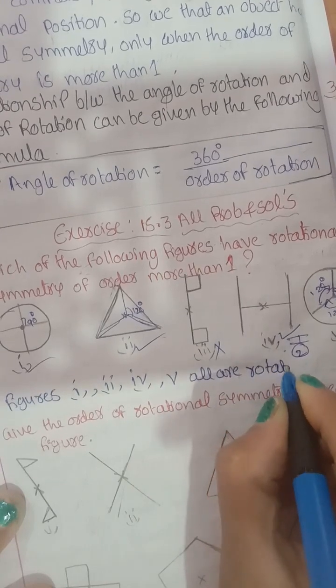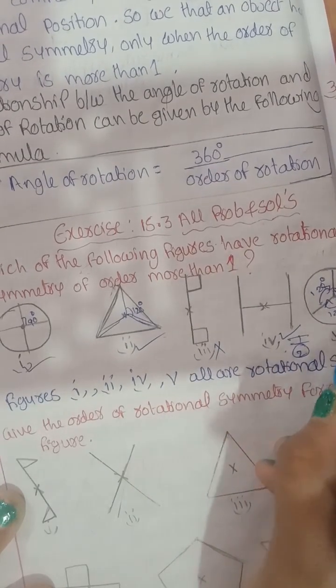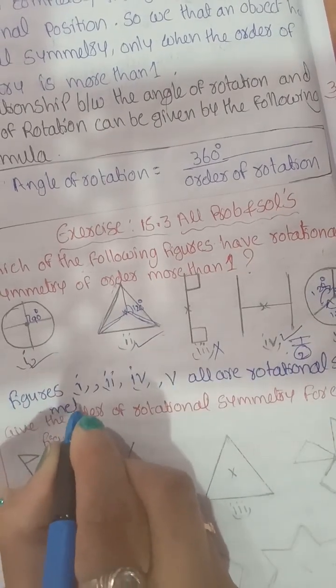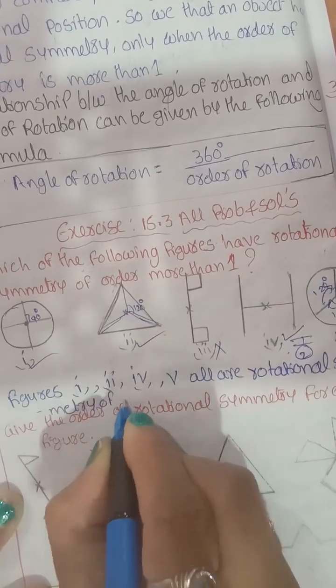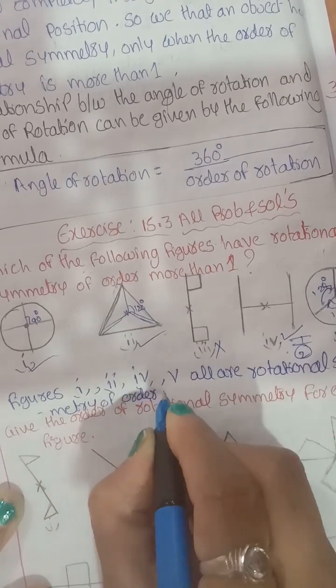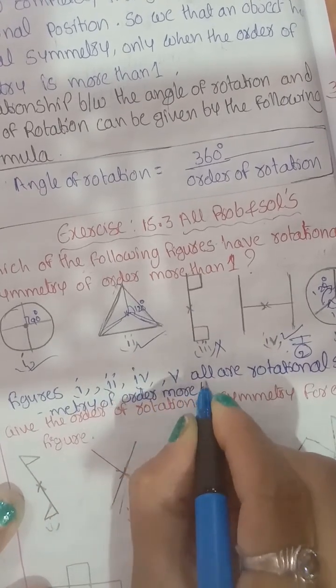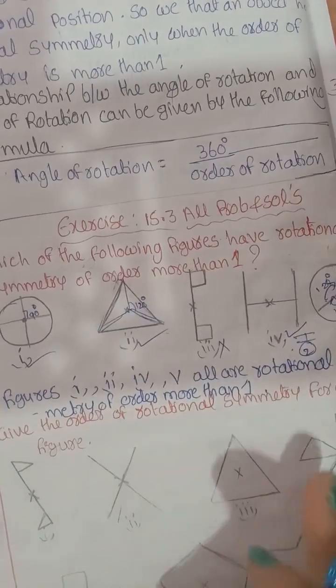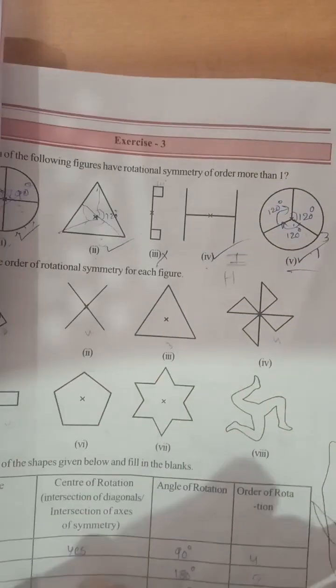rotational symmetry, rotational symmetry of order more than one, but your only third is not only. Are you understood again neatly?